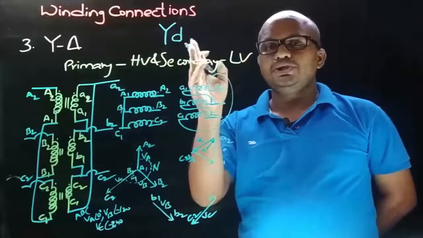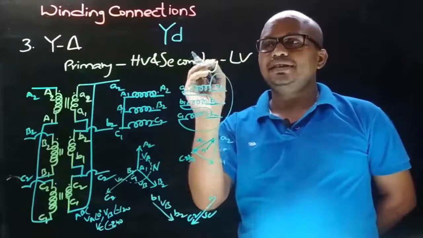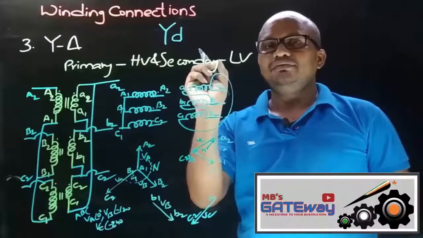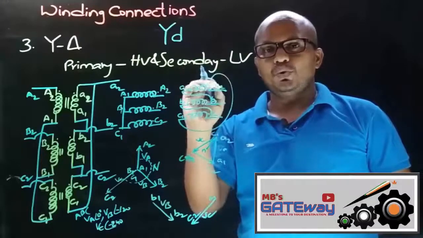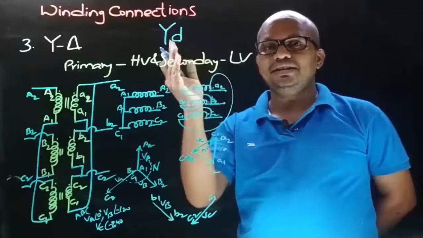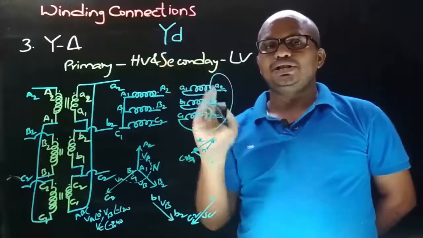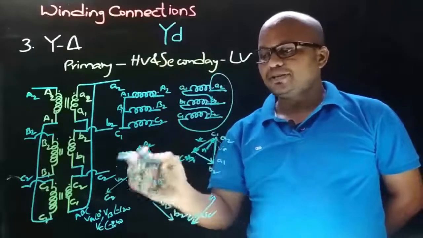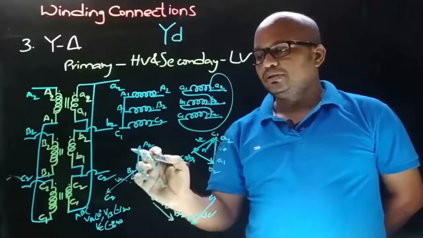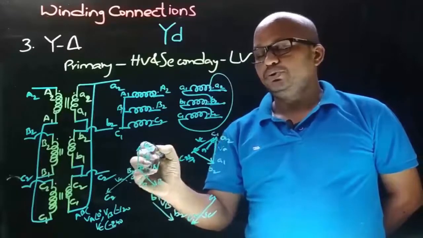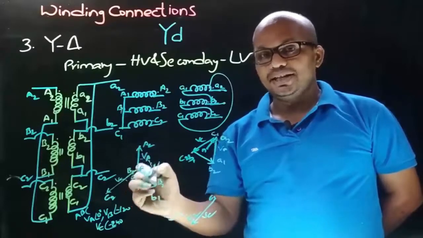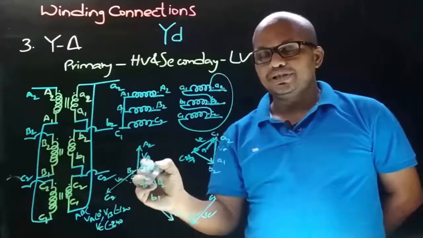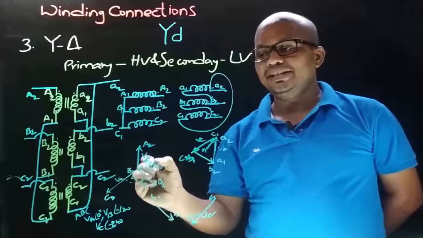And the third position in the vector group symbol is a numeral, and that will indicate the LV side phase to neutral voltage displacement with respect to the HV side phase to neutral voltage. Now observe the primary side phasor diagram. Here the phase to neutral voltage is A2N, which is taken as reference and which is represented with the minutes needle in the clock.